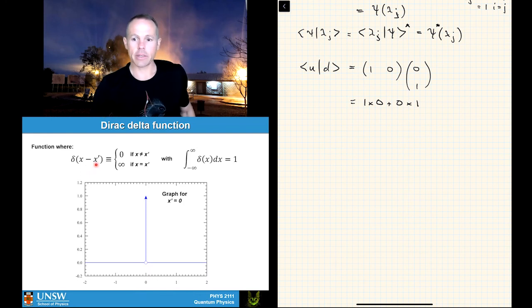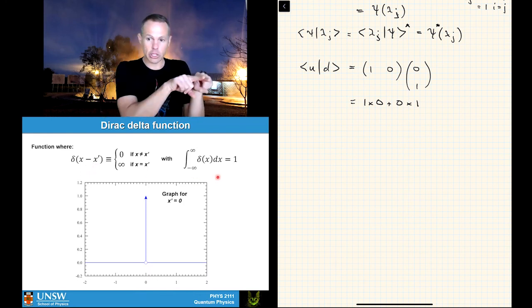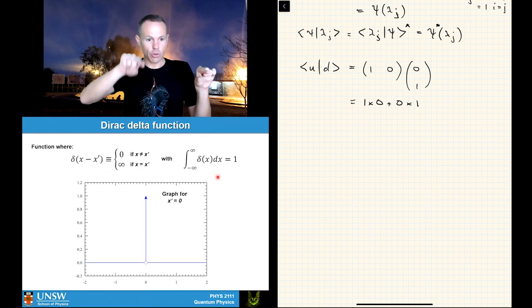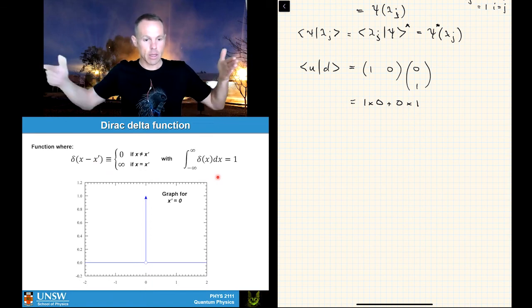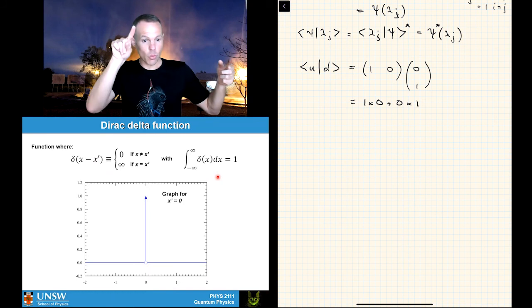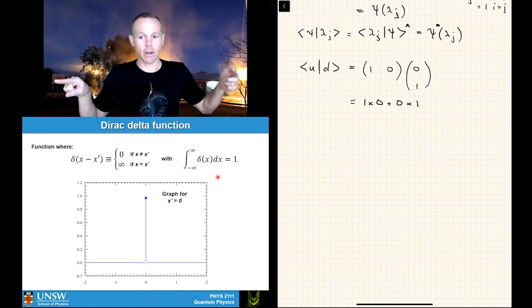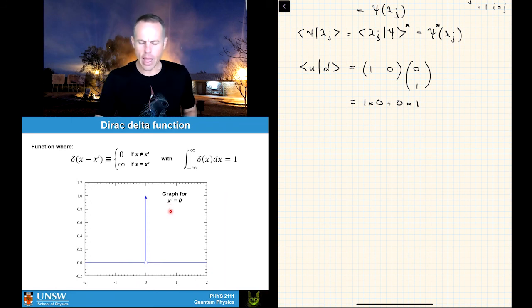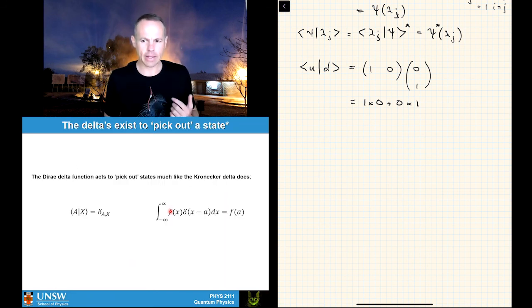The interesting thing about this curve or this function is that it's normalized, right? So it's 0 everywhere, it's infinite at one point, yet if you take the integral of that function over the entire space, the area under that function is equal to 1. It's a normalized function, okay? In a graphical form, it basically just looks like zeros everywhere and a blip in the middle. In this particular graph, it's for x dash equals 0. And its job mathematically is to pick out states in much the same way that the Kronecker delta does, okay?